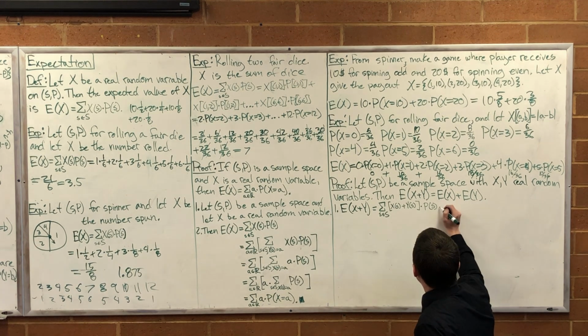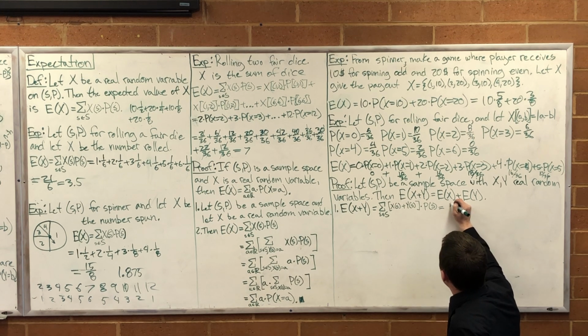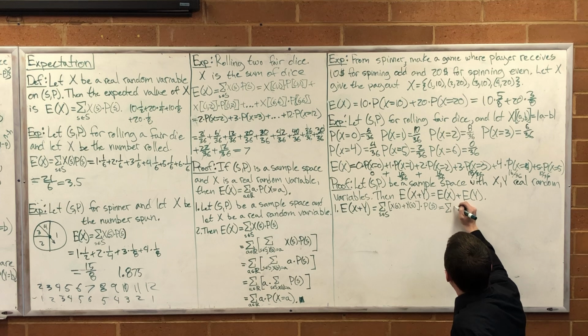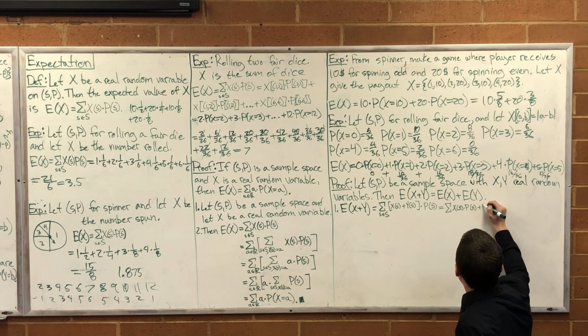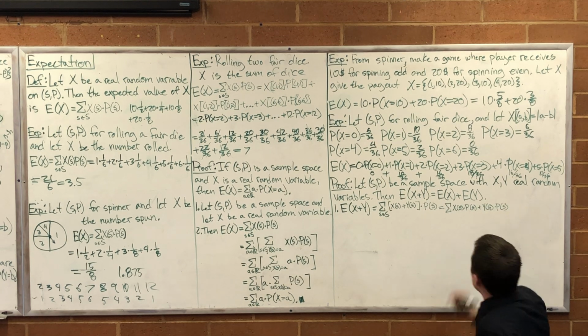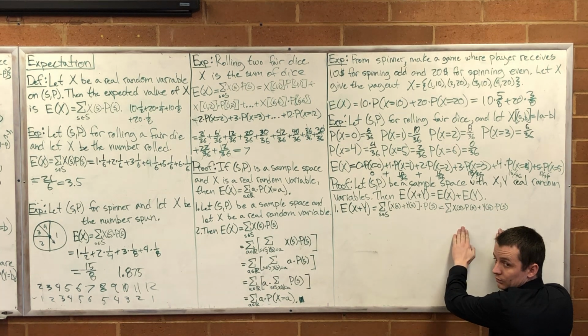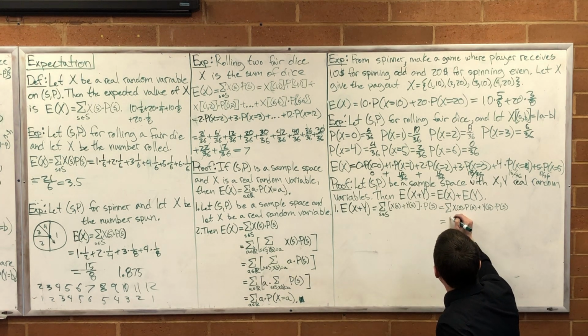And this is equal to, I can distribute that p of s to each of those terms. So that's equal to the sum, always the sum over all little s in big S, of x of s times p of s plus y of s times p of s. You good with that? Okay? And there's no reason I can't split this into 2 sums.